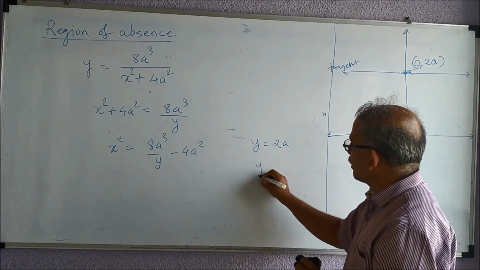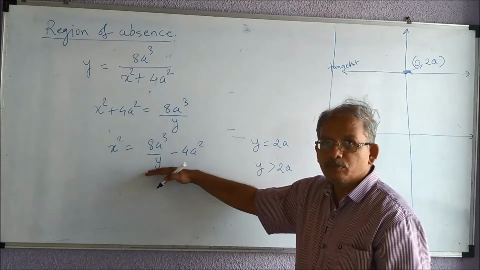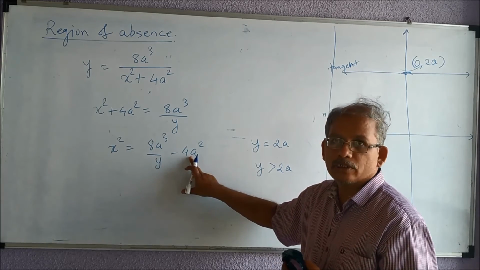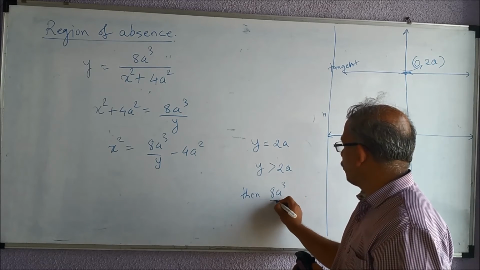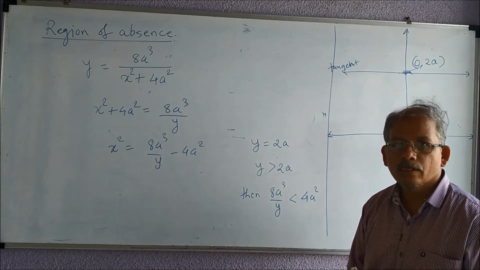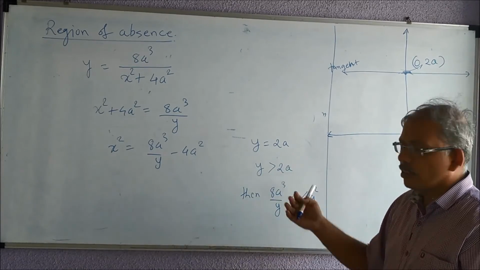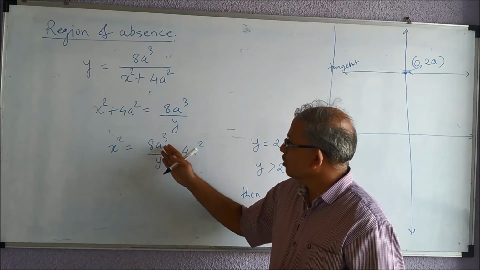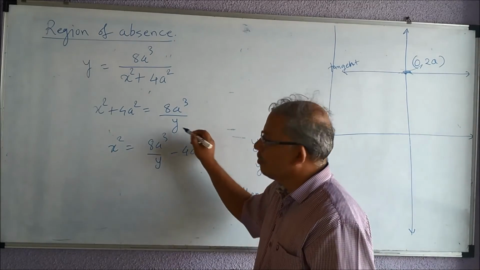If I take y to be greater than 2a, then the denominator is more than the numerator and therefore 8a cube by y is less than 4a square. You can just check this. For y greater than 2a, you can keep anything. Let us keep y as say 4a. Then this will be 8a cube by 4a, so it is 2a square. So it is less than 4a square, right? So this entire quantity will be negative.